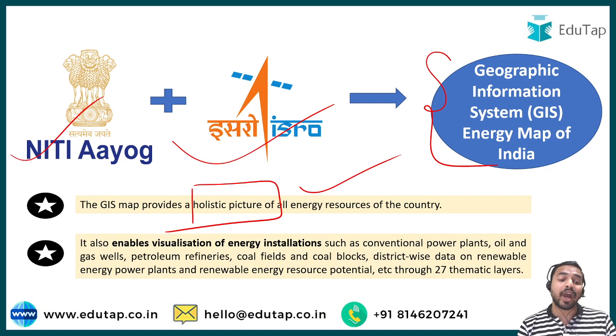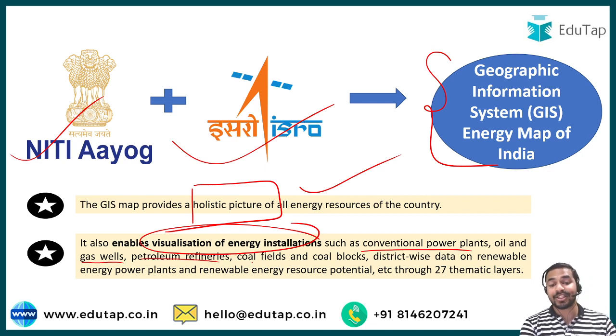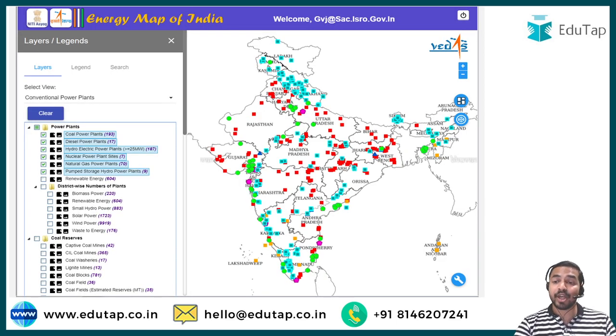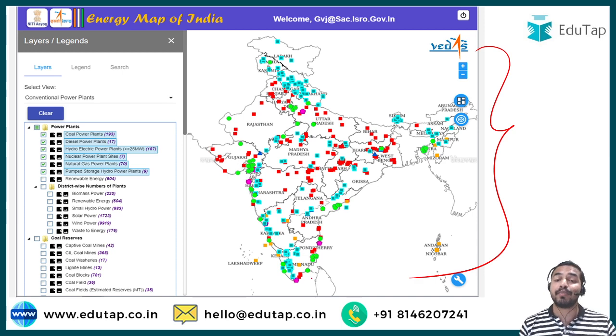It is also going to enable the visualization of the energy installations like the conventional power plants, the oil and gas wells, the petroleum refineries, the coal fields and coal blocks, as well as the district-wise data on the renewable energy power plants. So my dear friends, here you can see the whole geospatial energy map of India. Here you can see various different things have been depicted by different colors, and for a better understanding, this map has been provided to you from the official site, and I hope that it would be really very helpful for all of you.